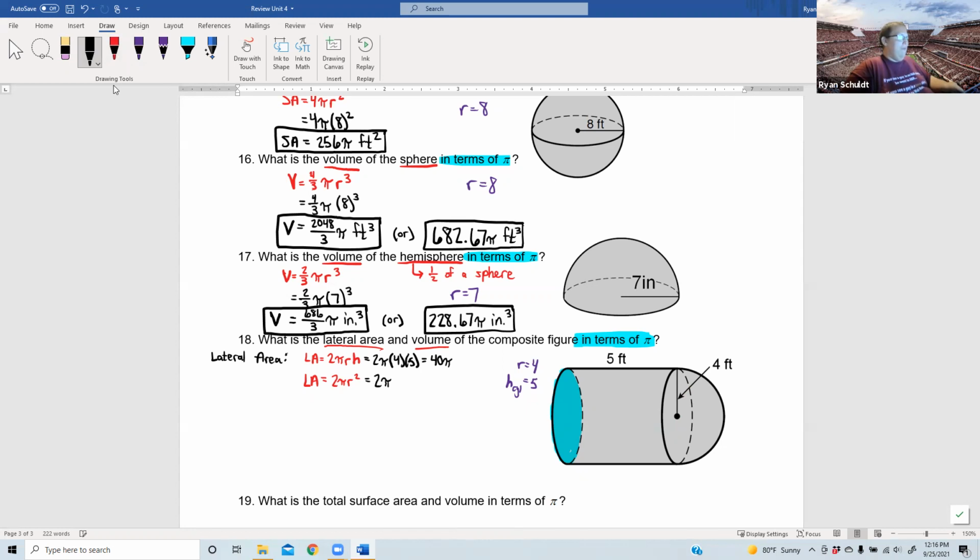It's going to be 2 pi times 4 squared. So 16, that's going to be 32 pi. And so now for the total, I want to add them together. 40 pi plus 32 pi gives you 72 pi feet squared. That's our lateral area.